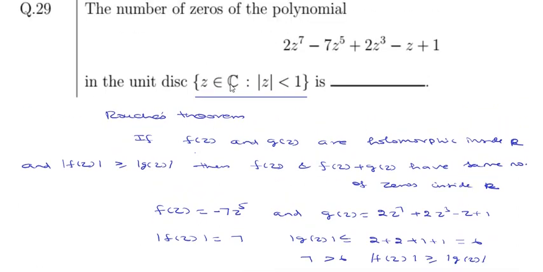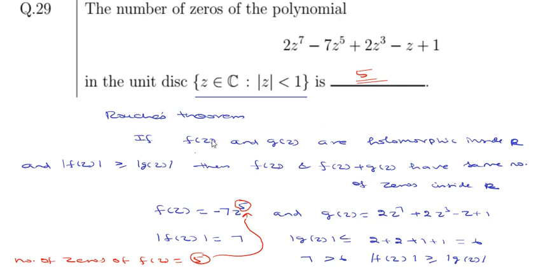So therefore the number of zeros of the polynomial inside this region is equal to number of zeros of f of z. So number of zeros of f of z is 5 because we have z power 5. So number of zeros of f of z is equal to 5. So this 5 corresponds to this 5. So therefore, the answer is 5.